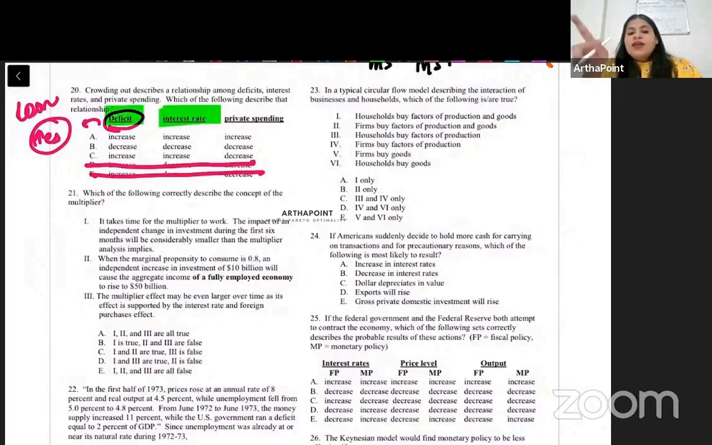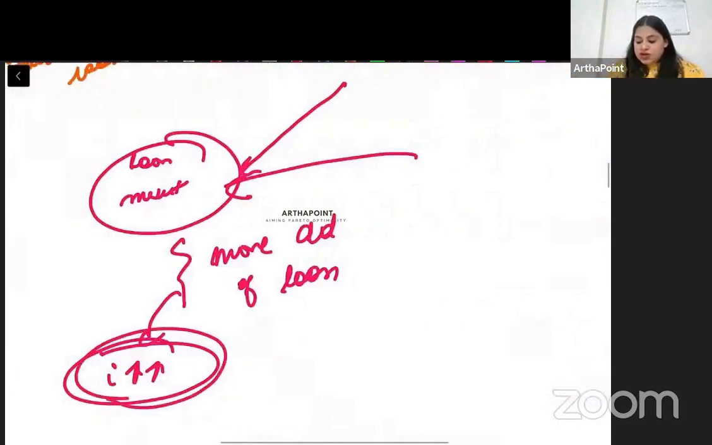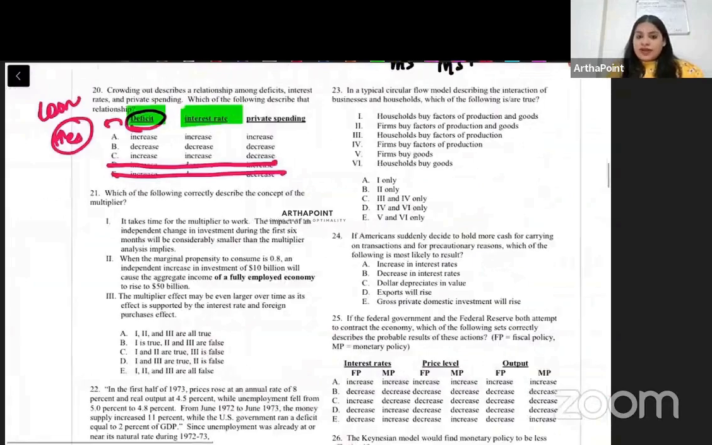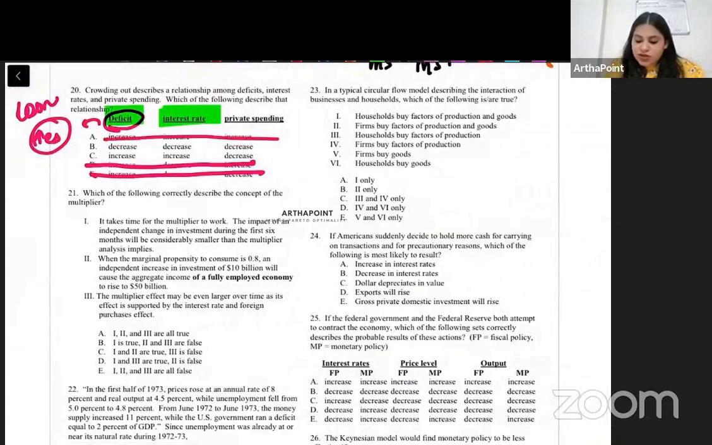Now, what is the crowding out effect? When the interest rate increases, private spending will reduce. So they will move in the opposite direction. Wherever you see the same direction, remove it. When government puts pressure on the interest rate, private spending or investment reduces. They move in the opposite direction. So here it is in the same direction, and here it is also in the same direction. So the answer to this question will be C. C is the correct answer to this question.